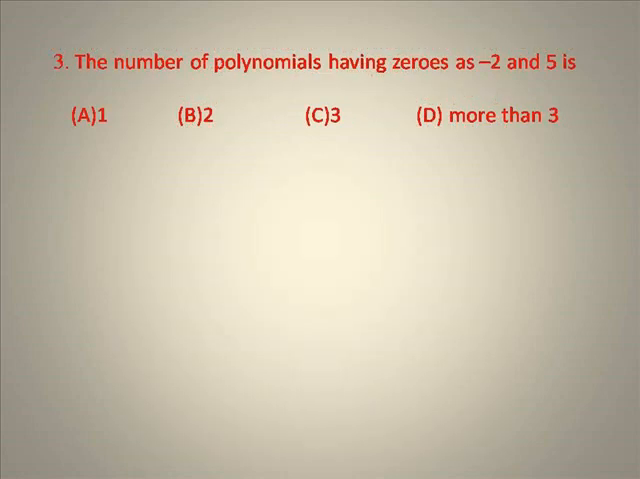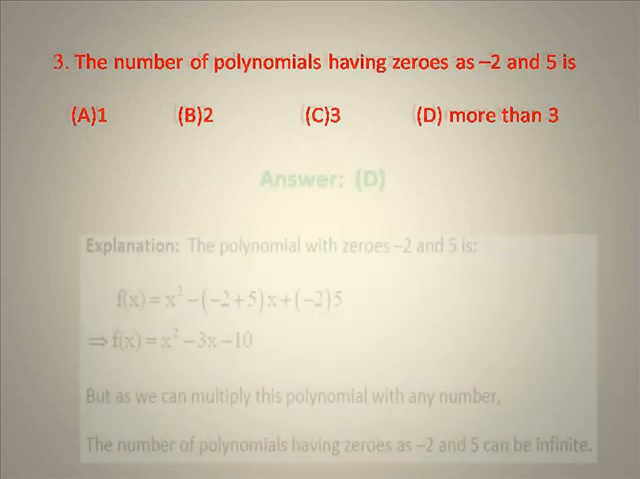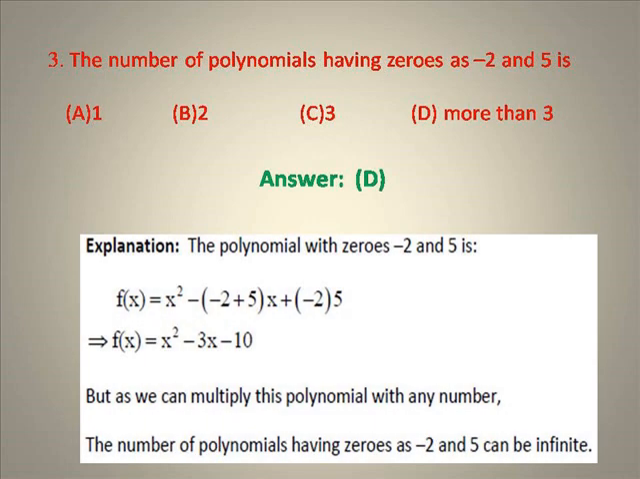Third question. The number of polynomials having zeros as minus 2 and 5 is. You have the 4 options. Now which one do you think is the answer? So let's move to the answer. The answer is D, that is more than 3.